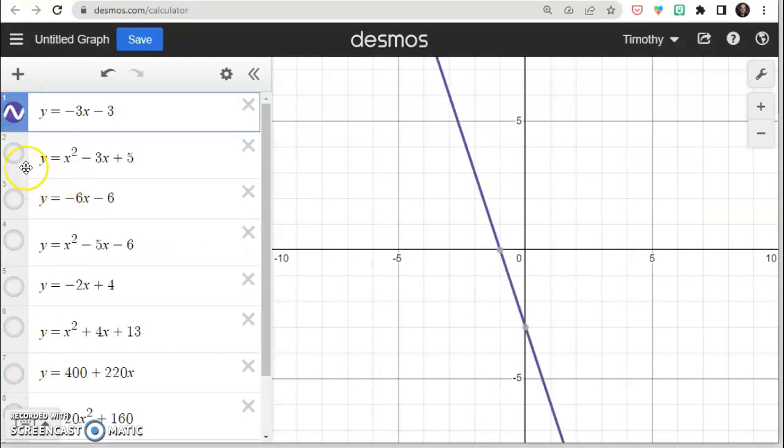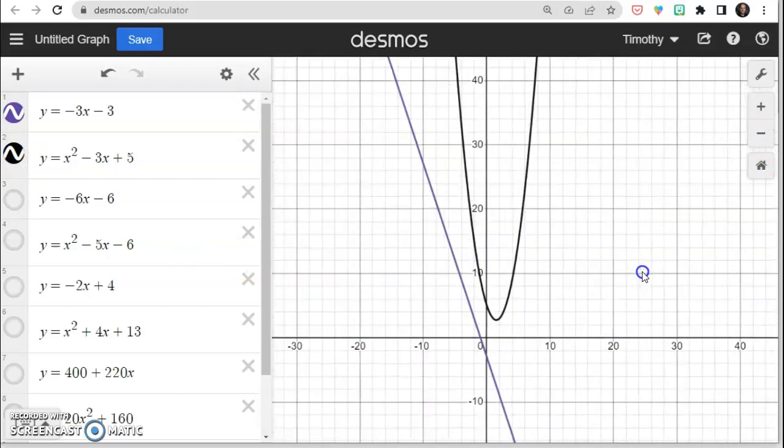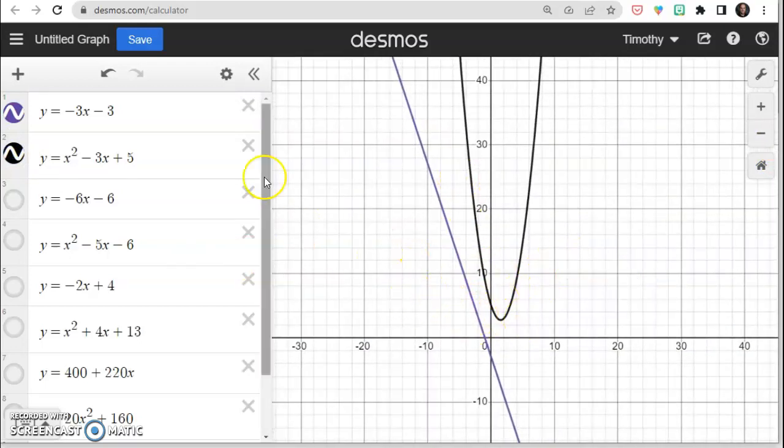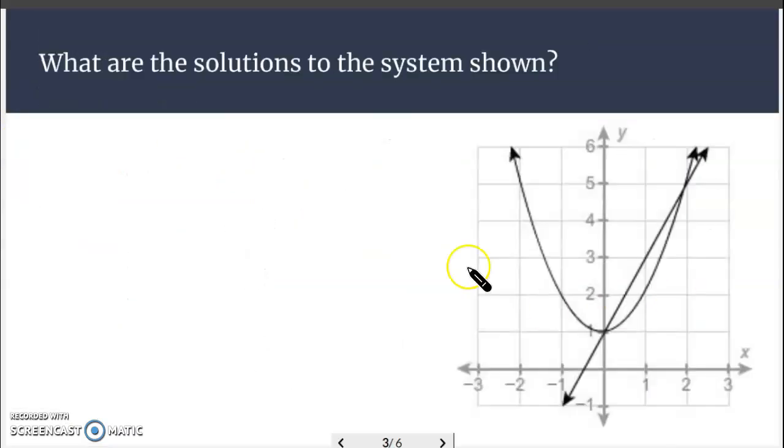Here it is, here's the linear, here's the quadratic, and as you can see, you can even zoom out a little bit, they will never touch. They will never touch. Therefore, zero solutions. Alright, let's look at another one here. Here are the graphs that they give us.